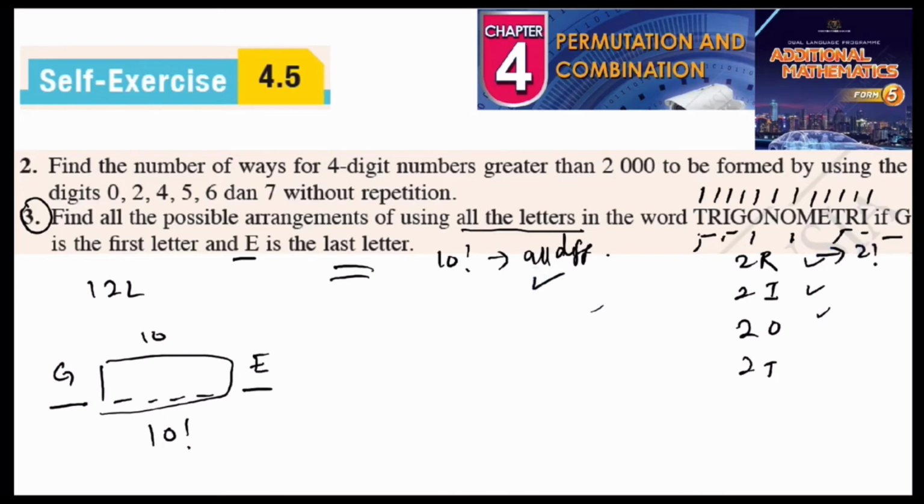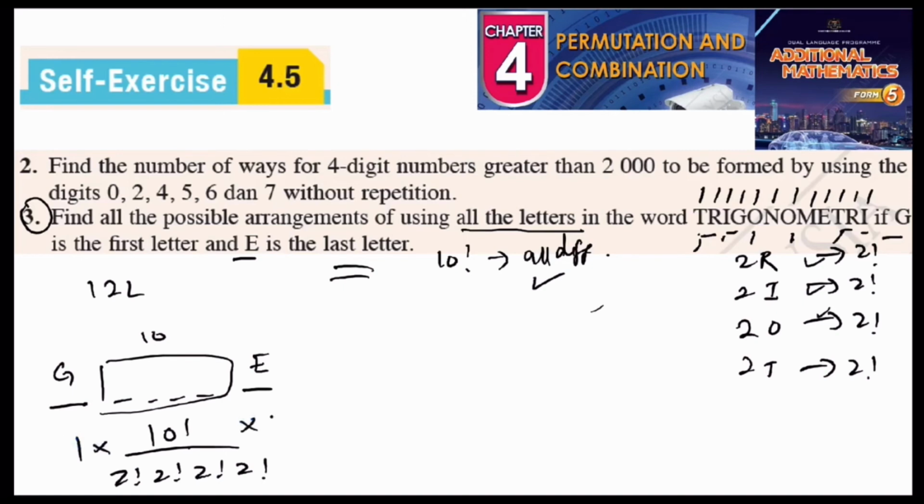For the letter R, we divide by 2 factorial. For the letter I, we also divide by 2 factorial. For letter O, also 2 factorial. And same thing for the T, which is repeating, right? Identical objects, so we divide by 2 factorial. So the answer is 10 factorial divided by 2 factorial 4 times. It means we divide by 2 factorial times 2 factorial times 2 factorial times 2 factorial.